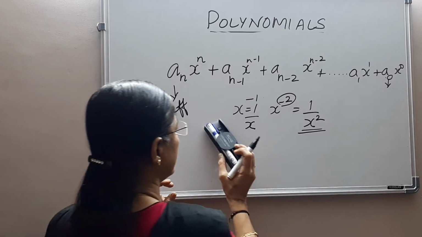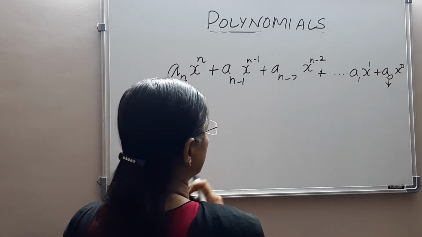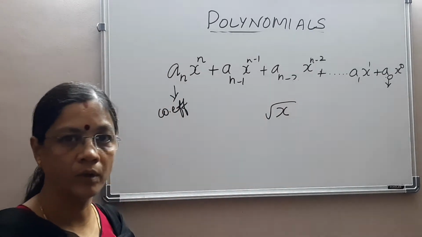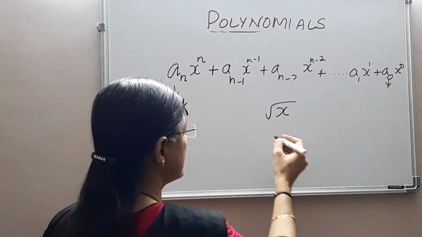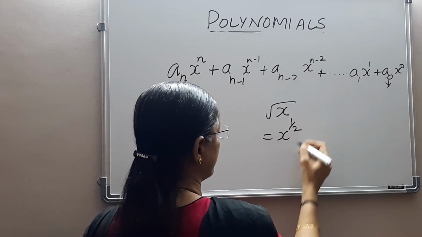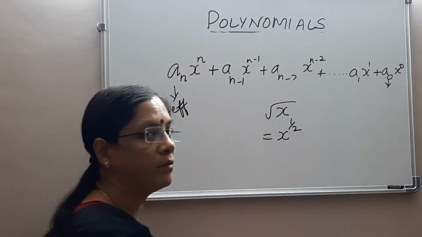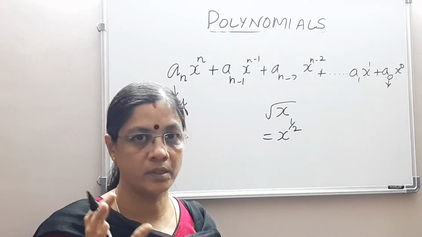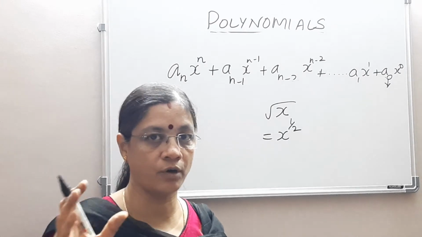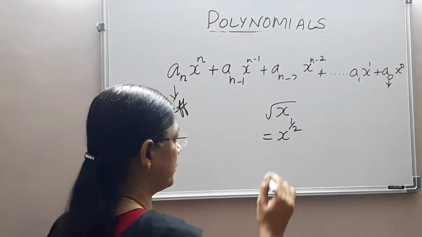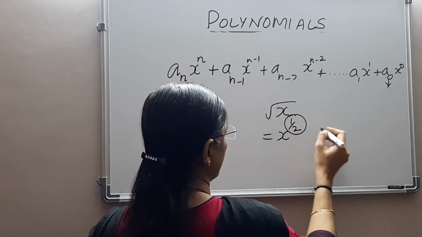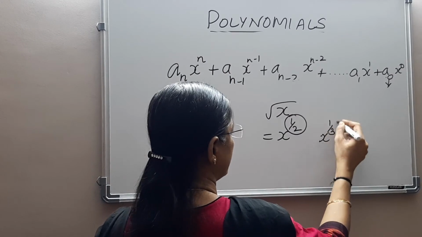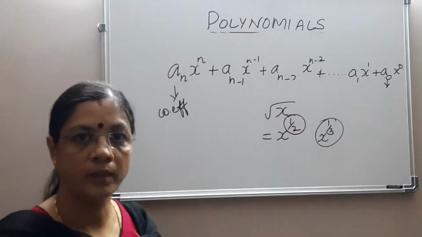And the other thing is that irrational numbers are not allowed in the polynomials also. I said the powers of the variables in the polynomial should be integers, isn't it? No, sorry, it should be non-negative integers, whole numbers. So fractions are not allowed. So root x is not allowed, or x to the power half, or x to the power 1 by 3. Such fractions are not allowed in the powers.